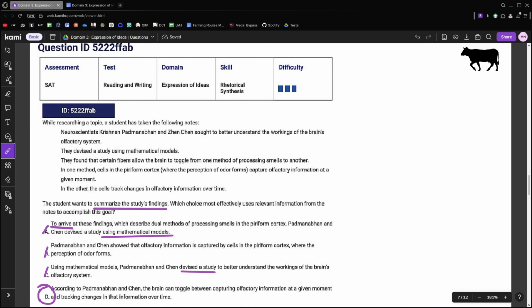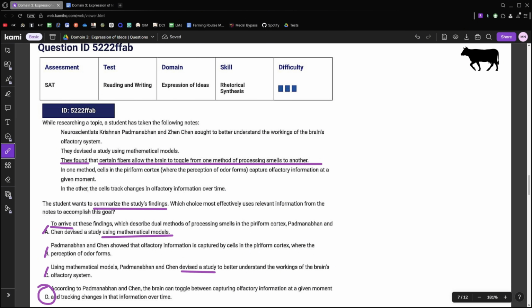Alright, that took a whole bunch of logic to find out our answer, but if you did want to read the bullet points, I guess, you would notice that it straight up says, they found. I think you know what the findings are. It's that certain fibers allow the brain to toggle from one method of processing to another.